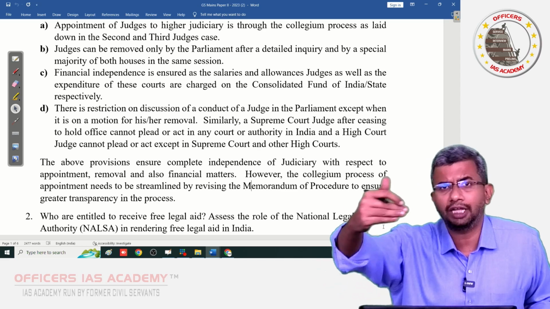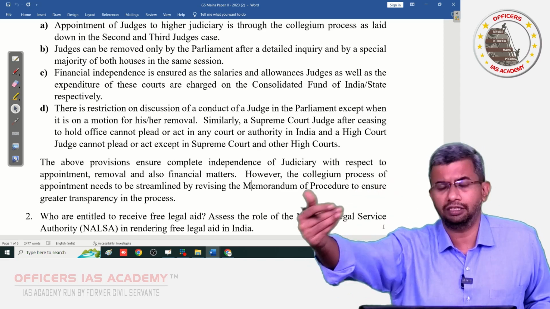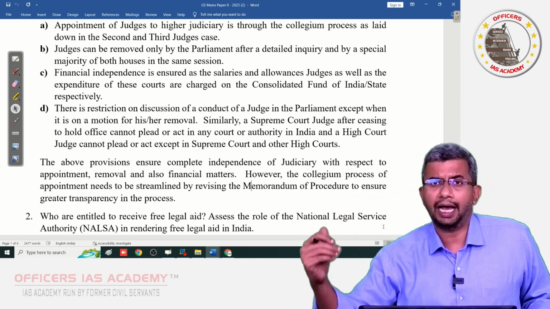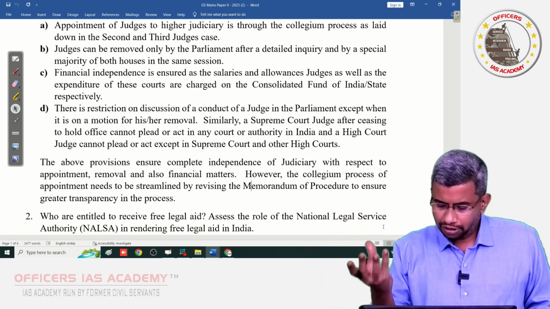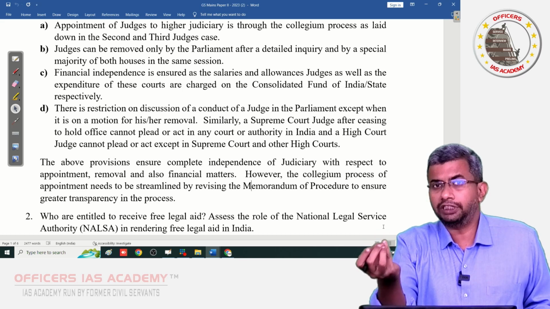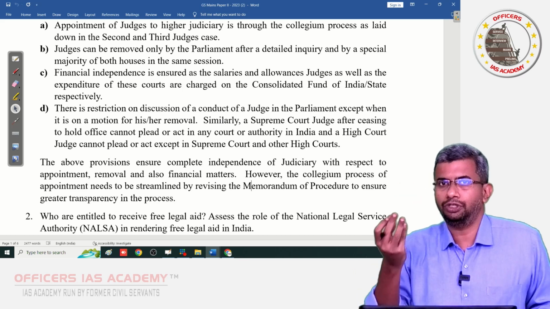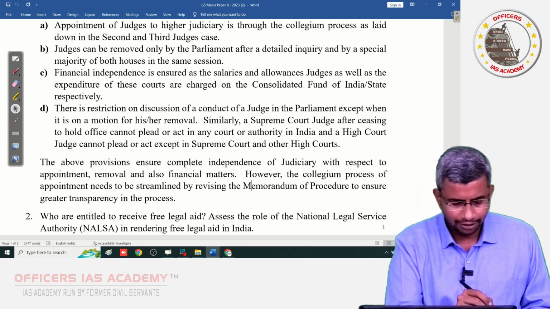And there is restriction on further practice. A Supreme Court judge cannot practice in any court, and a High Court judge not in any court except the Supreme Court and other High Courts. So these are the provisions which ensure complete independence of the judiciary, which is important for a democracy. But guys, look at this.